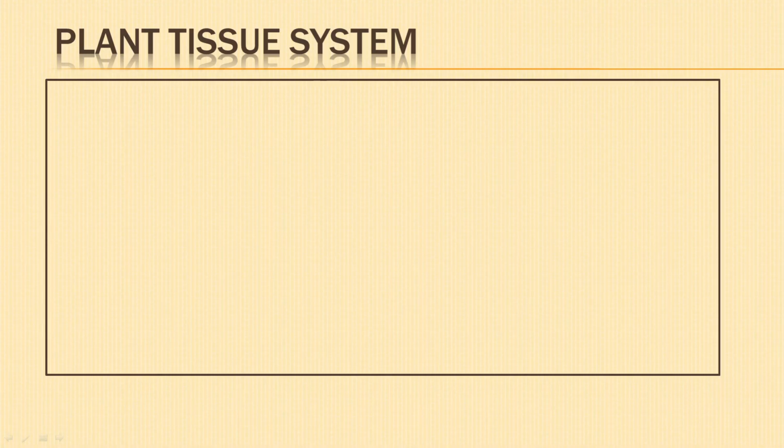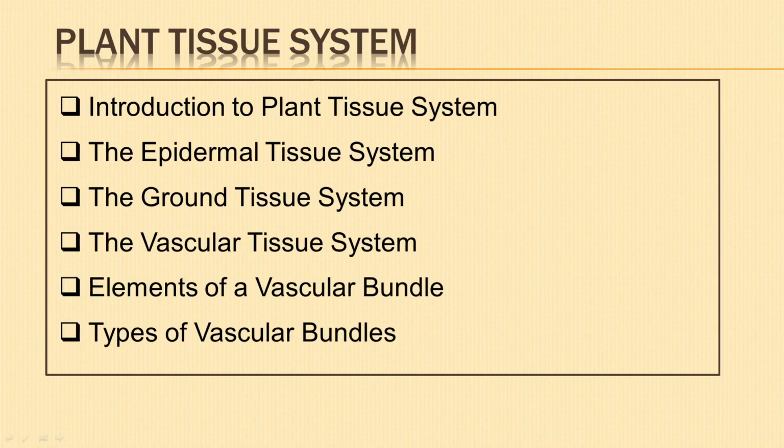Hello. In today's video, we shall learn in detail about the plant tissue system. By the end of this video, you'll have a clear understanding about the epidermal tissue system, the ground tissue system, and the vascular tissue system, along with the different types of vascular bundles.